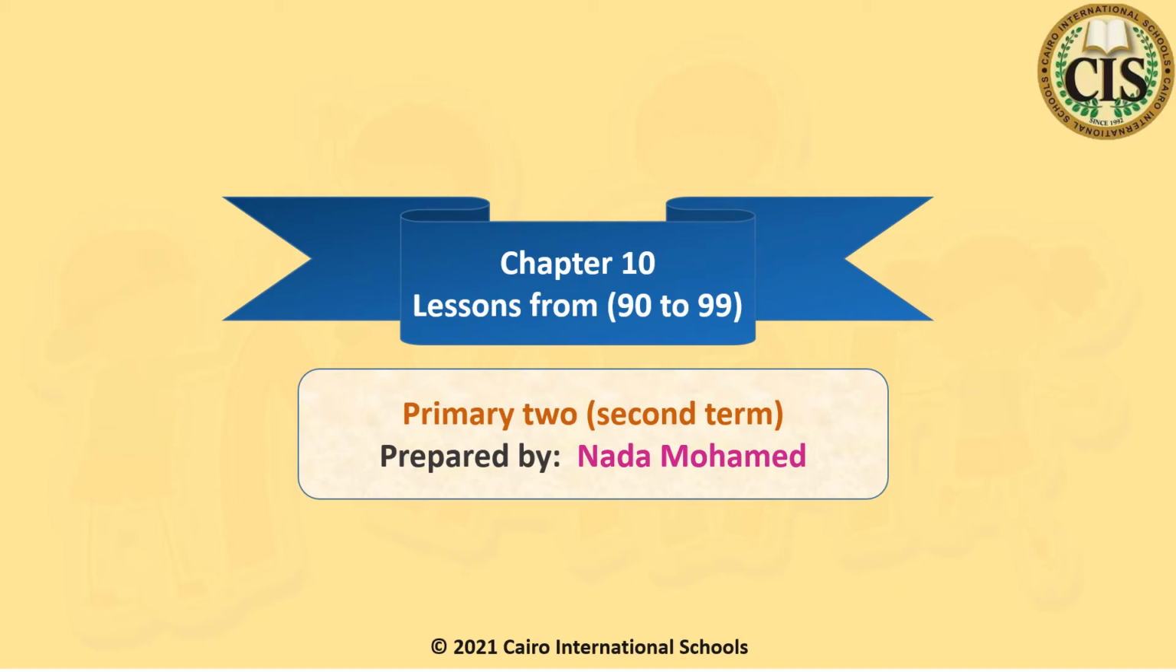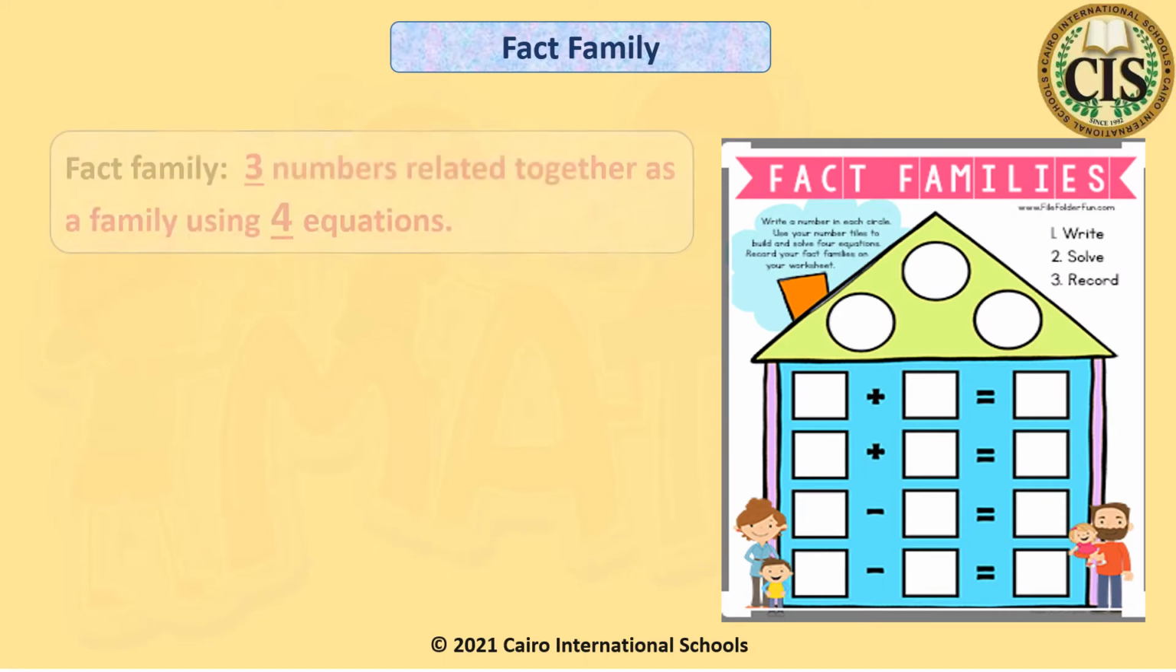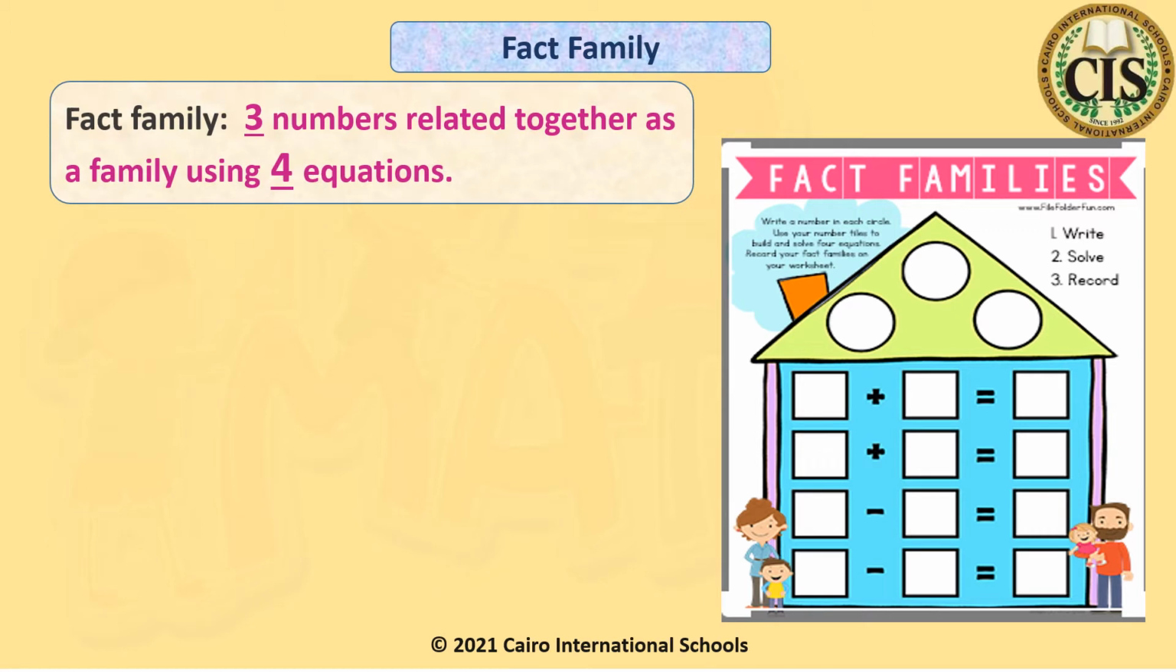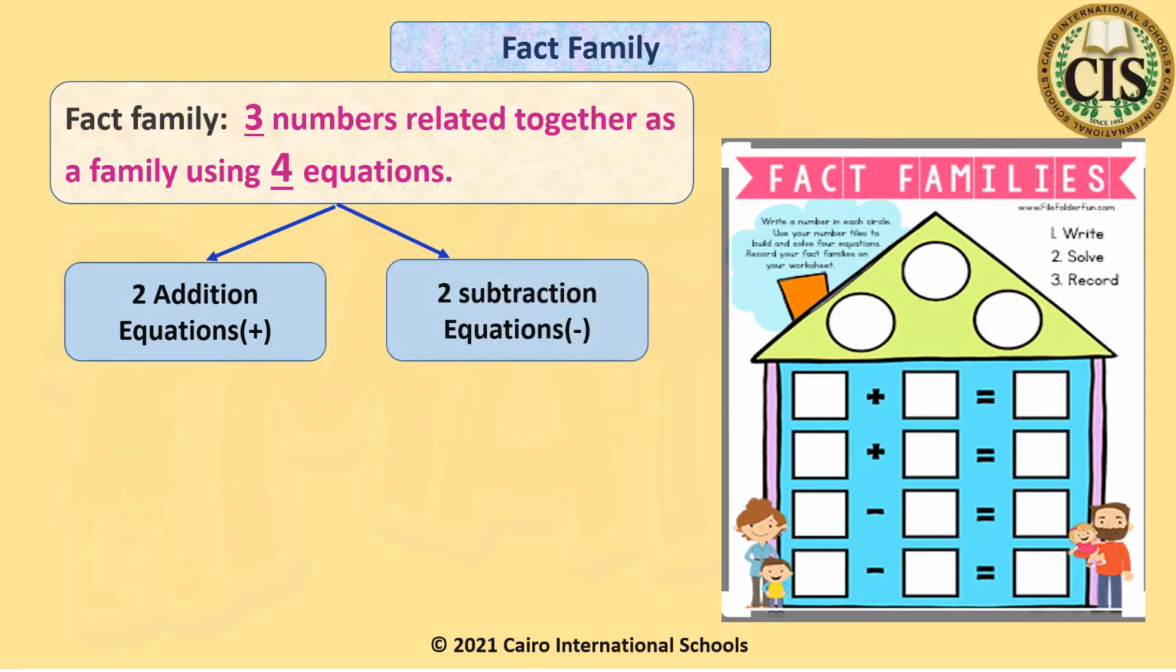Hope you are fine. Let's start chapter 10 lessons from 90 to 99. Here we're gonna start the first topic in chapter 10, which is fact family. What's fact family? Fact family is three numbers related together as a family using four equations, which are two addition equations and two subtraction equations.